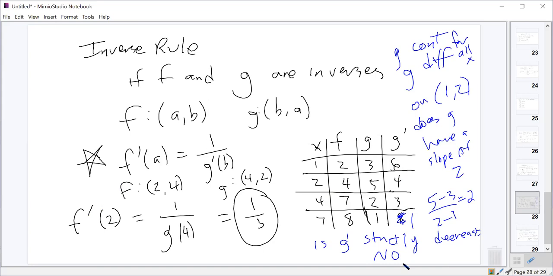And your explanation, if you had to do it in a free response, would be no, because the mean value theorem for derivatives says that on the interval 1 to 2, the derivative of g must equal the average rate of change of g, which is 2 on 1 to 2. Does that make sense to everybody? There'd be other ways to prove it using the other values in there, but cool.